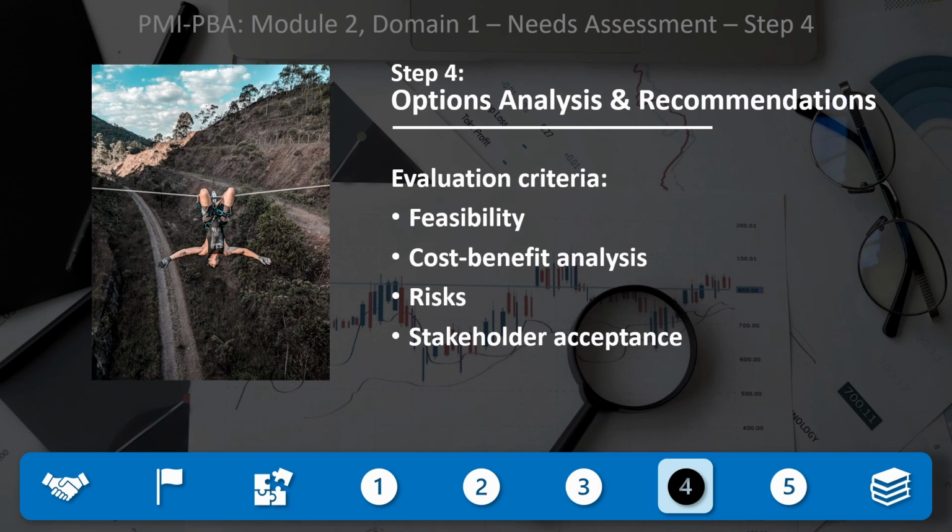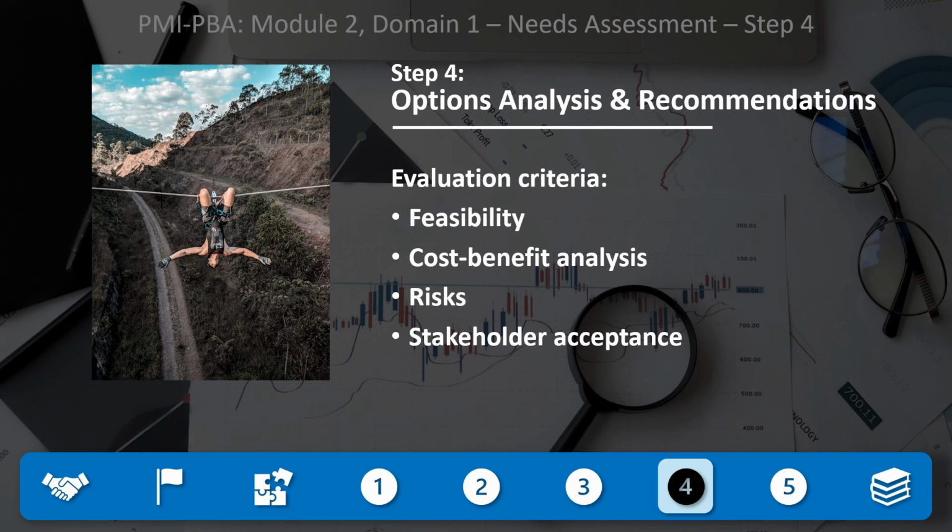A low-cost option may appear attractive at first, but if it carries high risks, poor scalability, or low user acceptance, it may ultimately provide less value. Conversely, a more expensive option may deliver greater long-term benefits and align better with strategic objectives. Tools such as cost-benefit analysis, risk assessments, and feasibility studies provide the structure needed to evaluate these trade-offs.